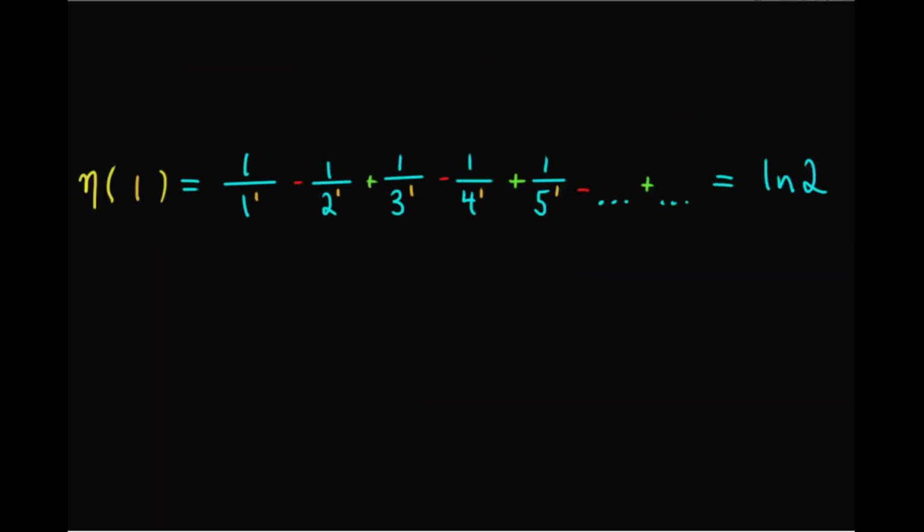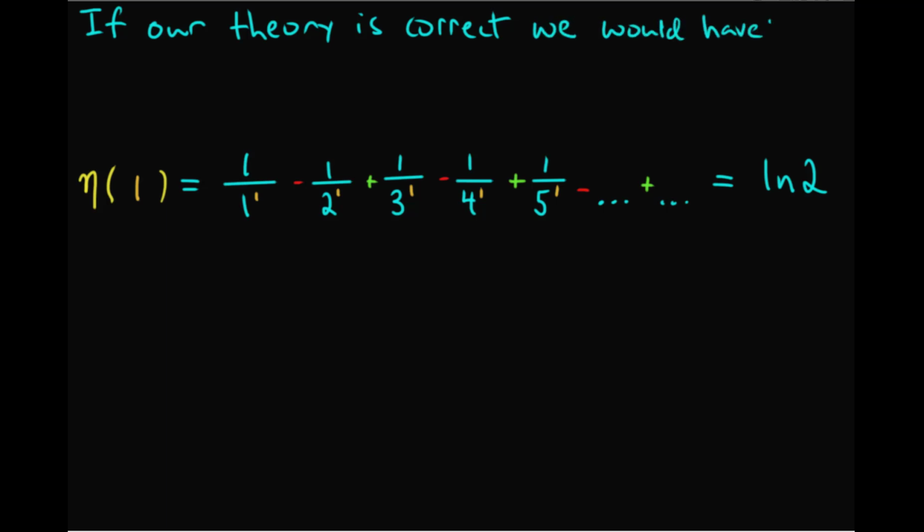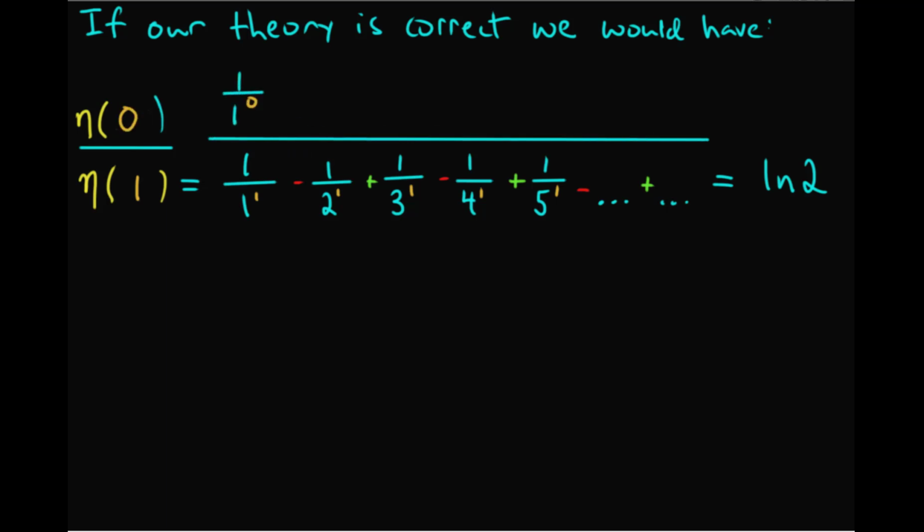Well, to test the generality of our eta functional equation, I'm going to form a quotient using eta of 1 here. Eta of 1, of course, is our alternating harmonic series, and it's equal to natural log of 2. I'll put eta of 1 in the denominator of this quotient, and in the numerator, I'll have eta of 1 minus 1, or just eta of 0. So eta of 0 is 1 over 1 to the 0 minus 1 over 2 to the 0 plus 1 over 3 to the 0 minus 1 over 4 to the 0 plus 1 over 5 to the 0 minus dot dot dot plus dot dot dot.